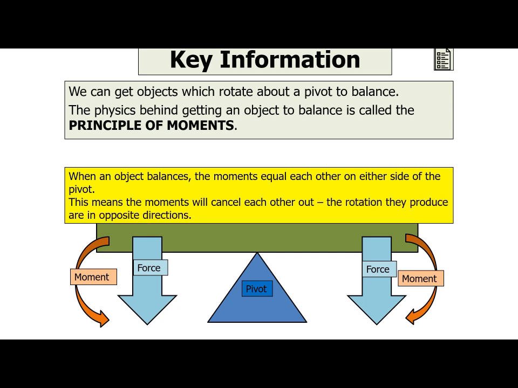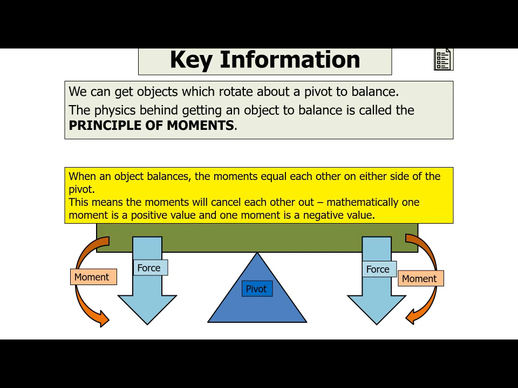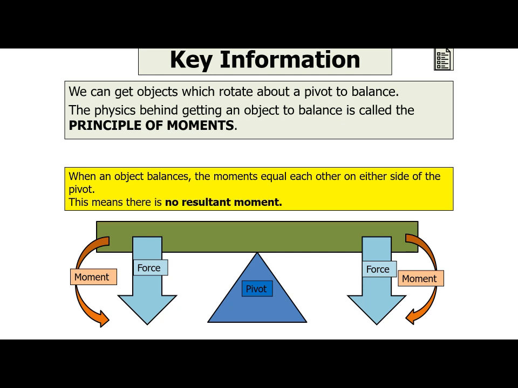The rotations they produce are in opposite directions, so they will cancel through, which is why it's crucial to remember that moments are vectors. So mathematically, you would say one moment is a positive value and one moment is a negative value. This means overall there is no resultant moment. So when an object is balanced, we say it is in equilibrium.